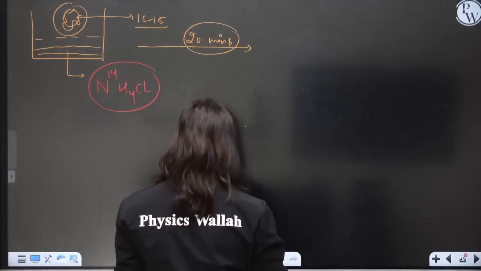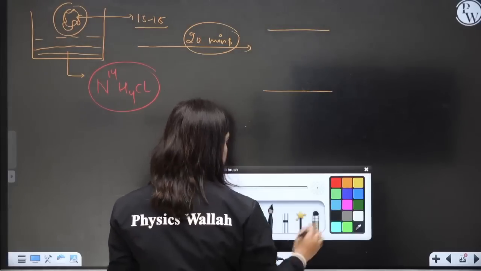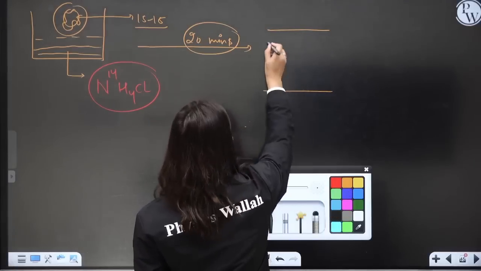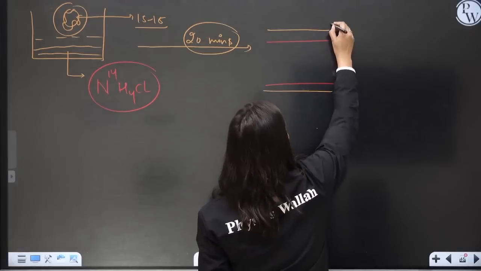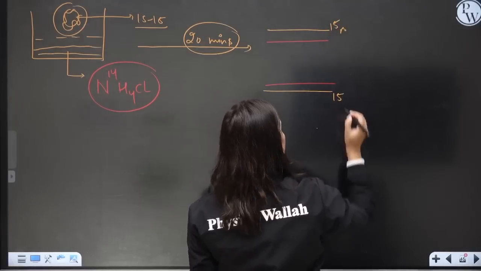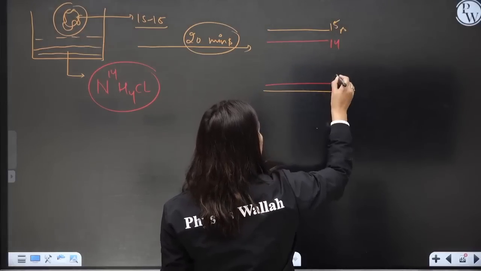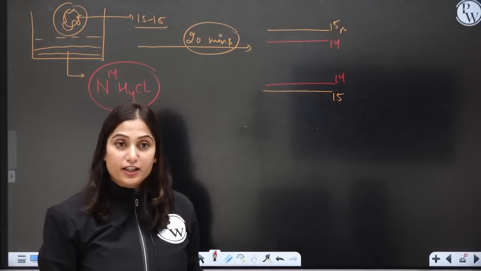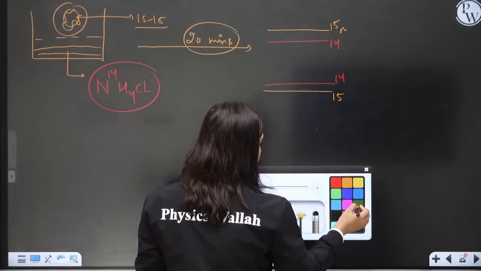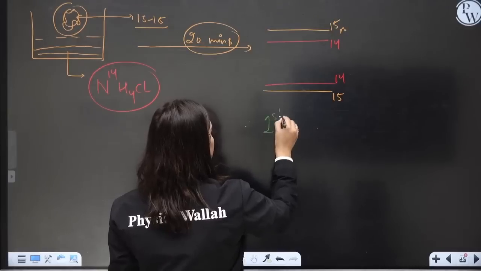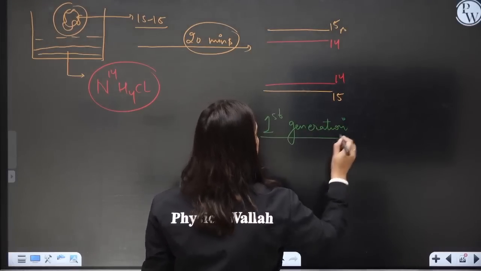Let's use the proper colors so that it will be easily understood. After the first generation, we will have this condition. One of these strands would be parental, that is 15, 15, and one of these strands would be non-parental, that is 14, 14. So in the first generation, we have got two DNA molecules, and those two DNA molecules are 15, 14 and 15, 14. That means hybrids in this first generation.